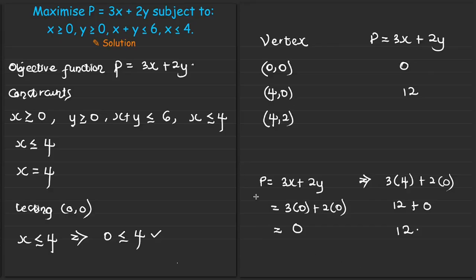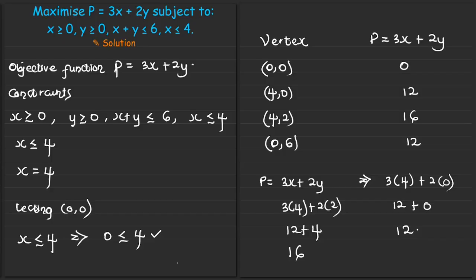So for 4, 2 as well, we are going to do the same set of substitution, and this time around our x is 4, y is 2. So we have 3 into bracket 4, then plus 2 into bracket 2. We have a 12 plus 4, and 12 plus 4 gives us a 16. So at this particular vertex, our objective function gives us a value of 16. Then we come to 0, 6. So for 0, 6 as well, we do the same thing, and you'd get an answer of what? 12.